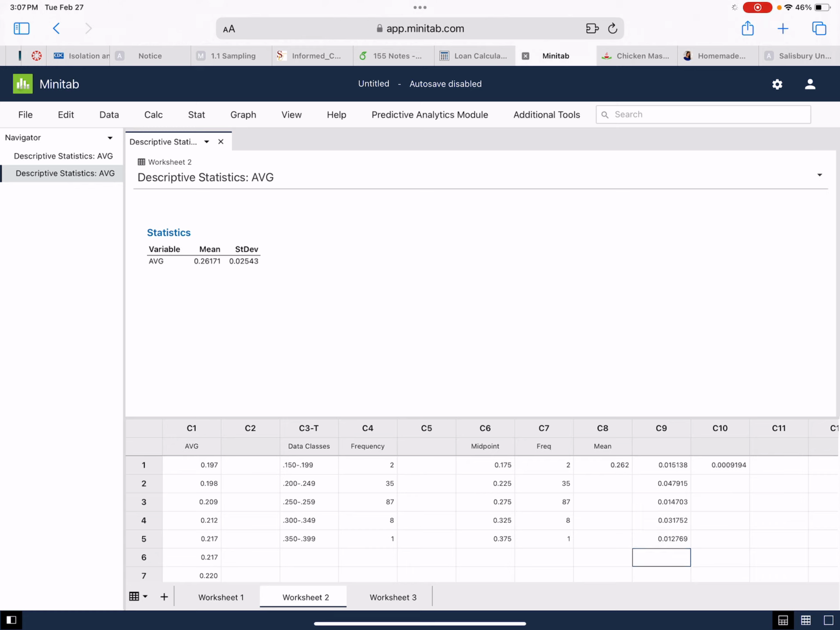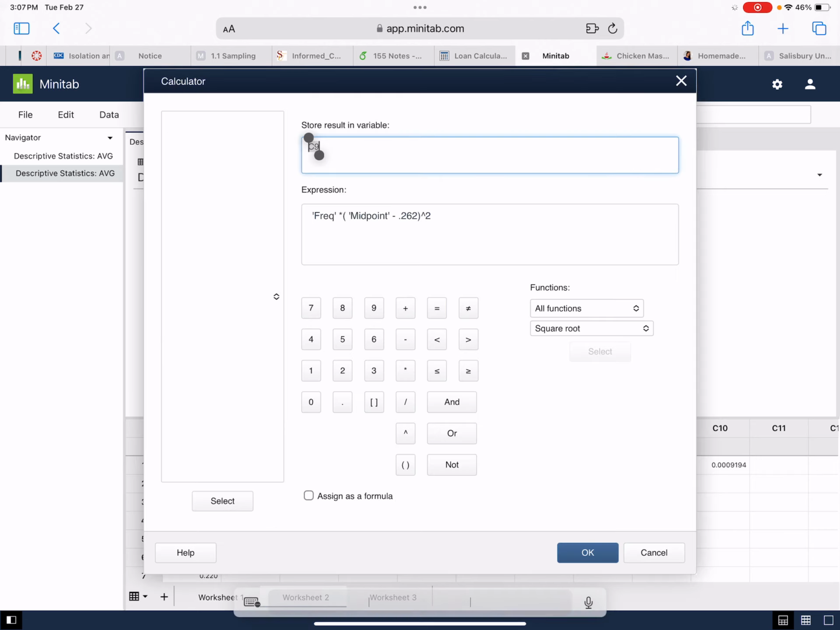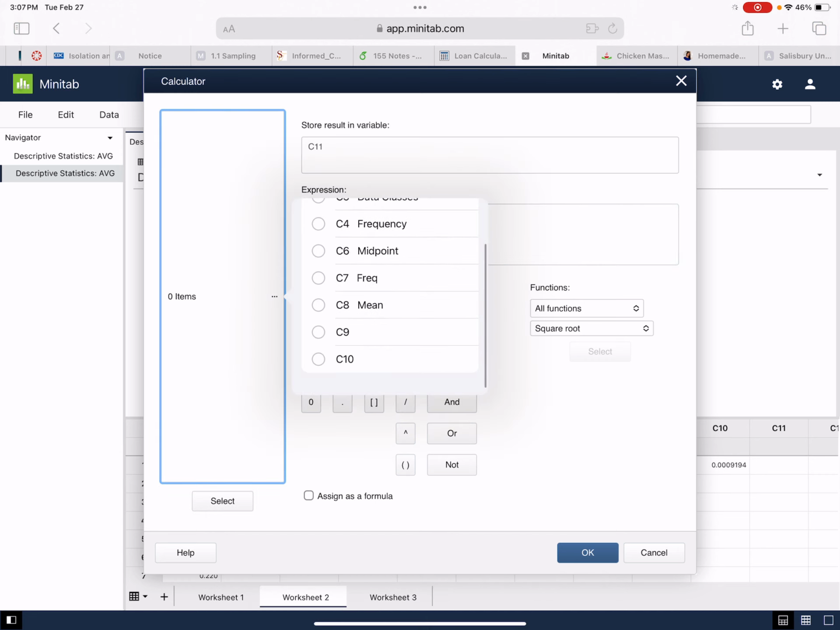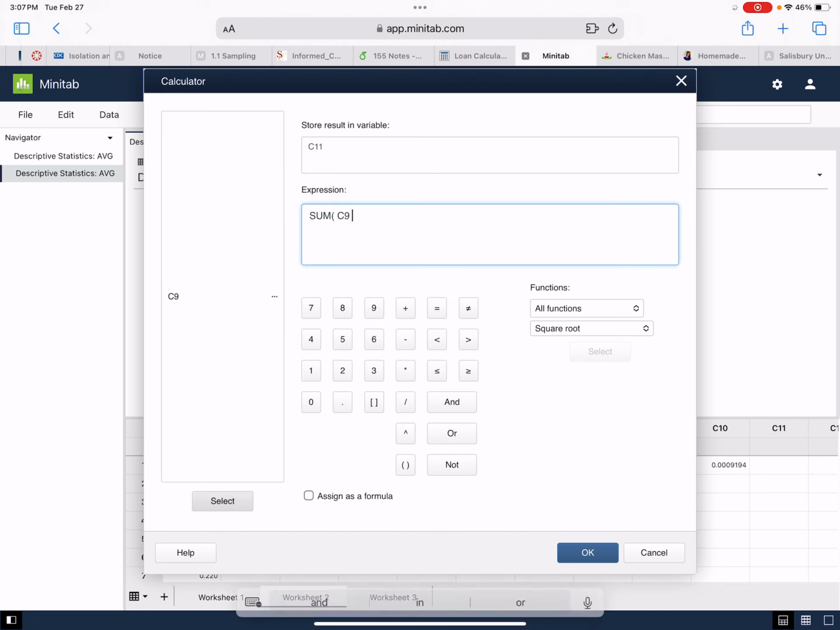So now what we're going to do is add these guys up. We're going to store this in C11. We are going to do the sum of this new column right here, the C9 column, okay? And then we're going to divide by 133 because that's the population, because we have the population here. And then actually what we're going to do is take the square root.